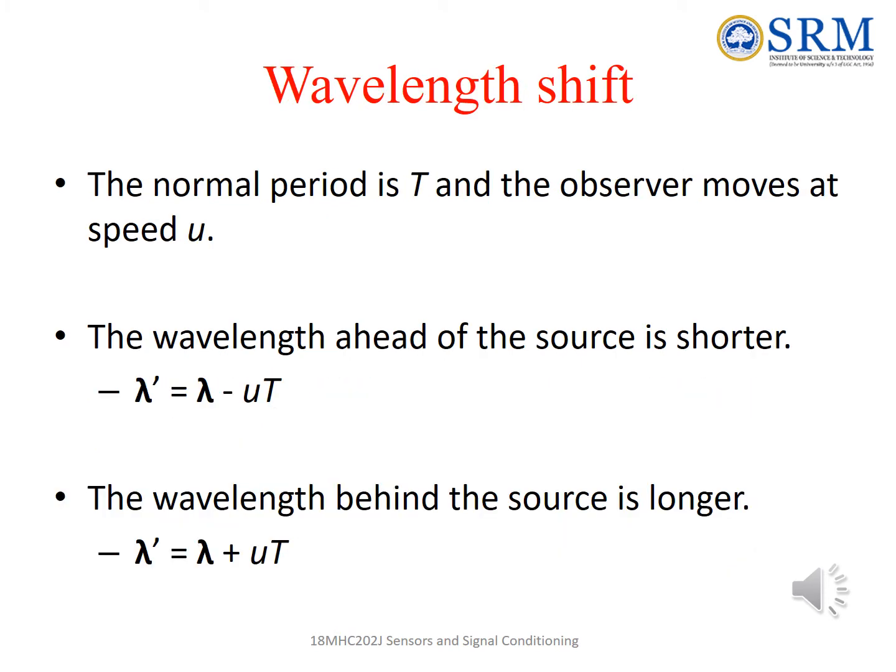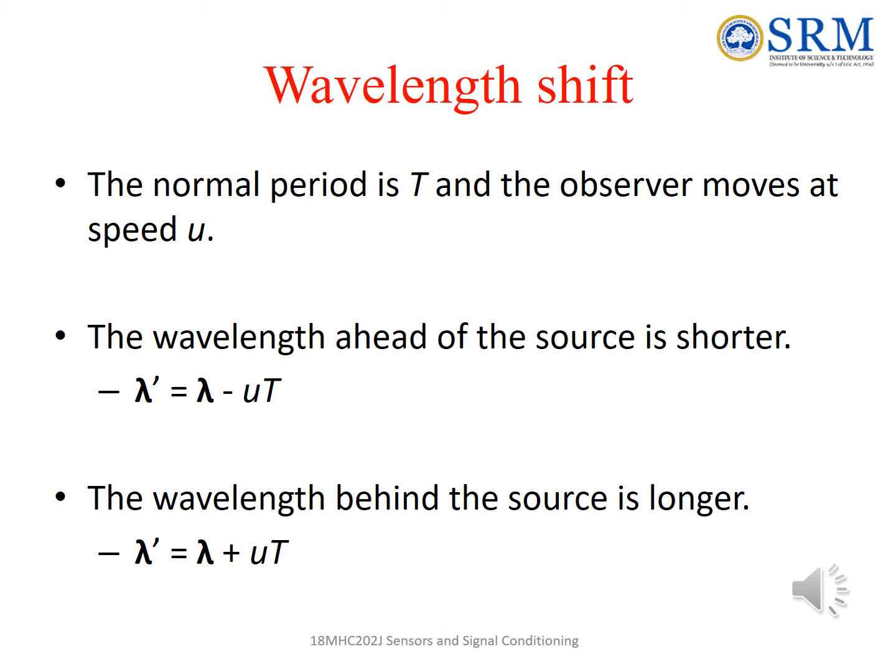Next, we will see the shift in wavelength. Here the normal period is denoted by T, and the source moves at the speed u. So speed is denoted by u and the time period is denoted by T. The wavelength ahead of the source will be shorter if it is moving toward the observer. So lambda dash is lambda minus uT.